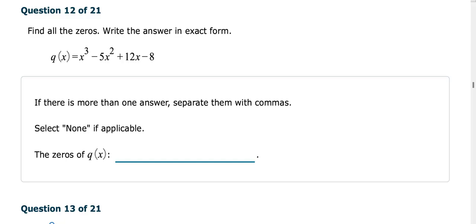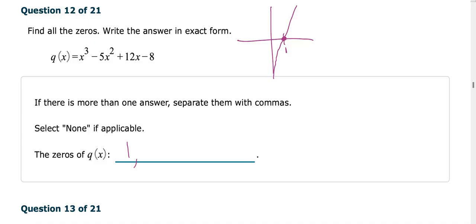Number 12, find all the zeros. It doesn't say possible zeros, it says to find the actual zeros. Since this is an order 3, I know I should have 3 zeros. So the first thing I'm going to do is go look at the graph. For time's sake, I'm not going to reopen my calculator on this recording. I'm going to tell you that it passes through at x equals 1, and that's the only time it crosses the x-axis. So I know one of the zeros is 1.